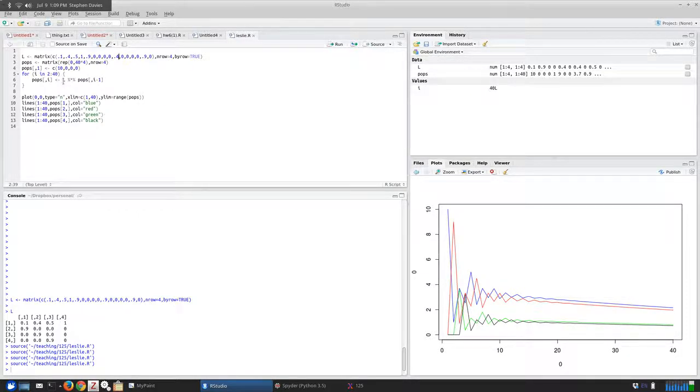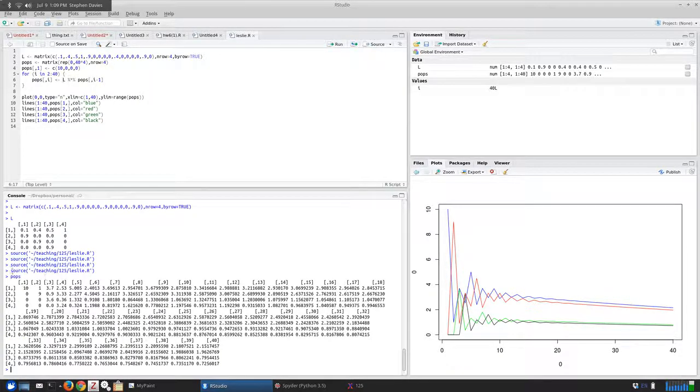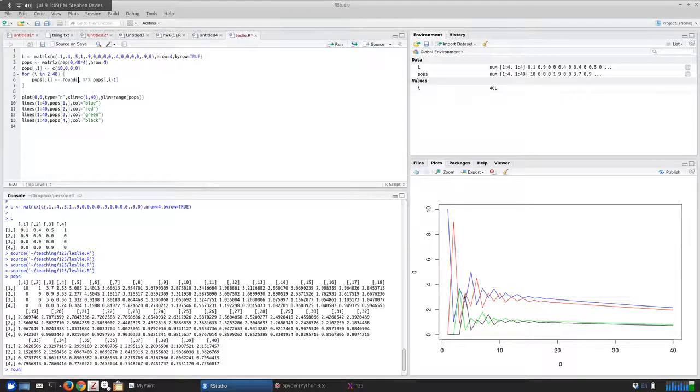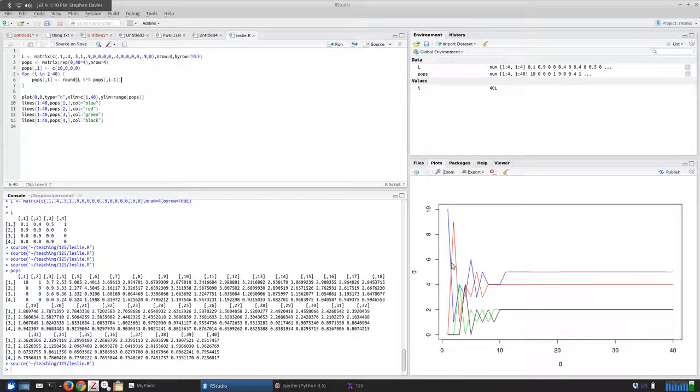If I wanted to, instead of leaving fractional rabbits, because that's what I see now if I look at my pops matrix, I see this is what's happened over time, and I keep getting fractional rabbits here. I could say, well, let's round this so that every time I get to a certain number of rabbits, I'm rounding to a whole number of rabbits. We notice this sort of thing right now.